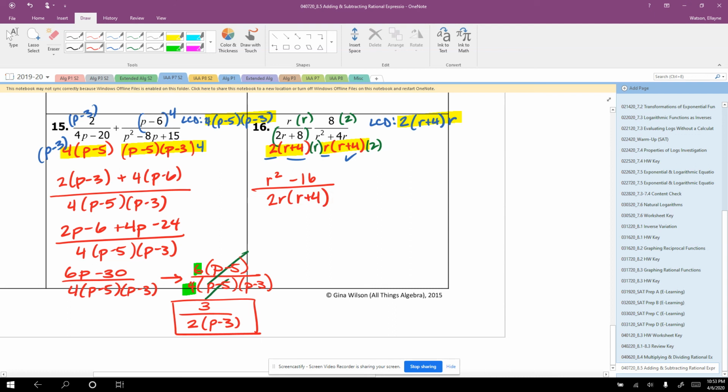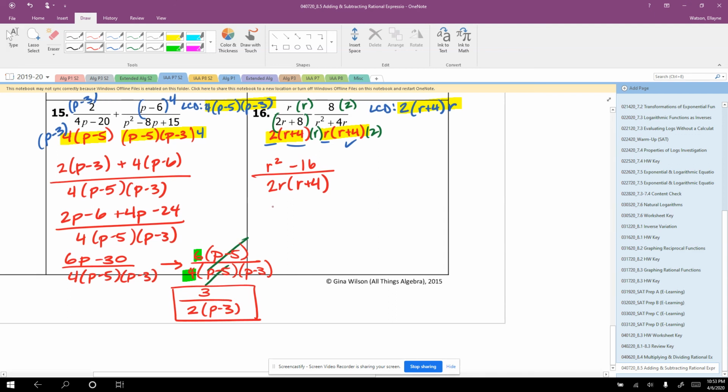Okay, factor the top. So you can see if there's anything that'll cancel out. The top is a difference of squares. It factors r plus 4 times r minus 4. And what that does is that cancels out our r plus 4, top and bottom. What are we left with? R minus 4 on top, on bottom, 2r.